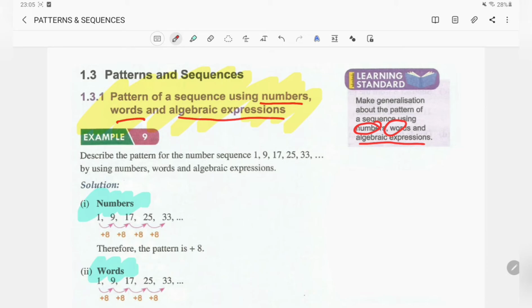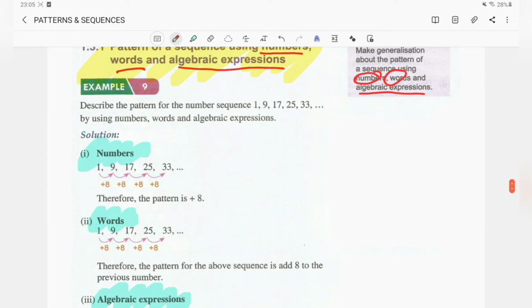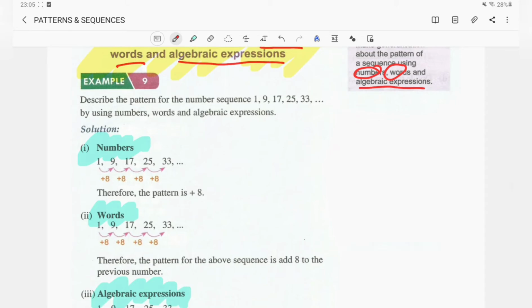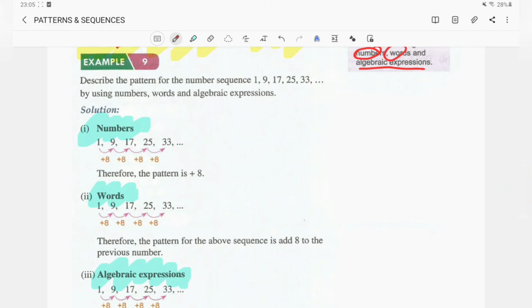Now we look at example 9 to describe the patterns for the sequence 1, 9, 17, 25, 33 and so on by using numbers, words and algebraic expression. Now look at the solution. If you want to describe patterns using a number, what you will do is you first determine what the pattern is. You look at the number sequence 1, 9, 17, 25, 33, and the pattern is adding 8 to the previous number. So if you want to describe the pattern by using numbers, you just write the pattern is plus 8. This is how you describe a pattern by using numbers.